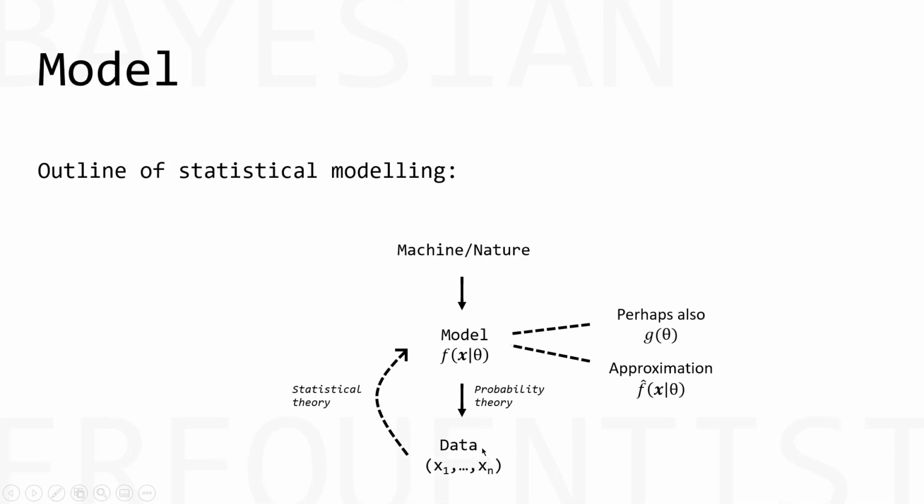Now in practice also, what you observe is data. And from the data, you should somehow infer what your underlying model is. And the process by which this is done is called statistical theory. So this is one way of thinking about statistical modeling.